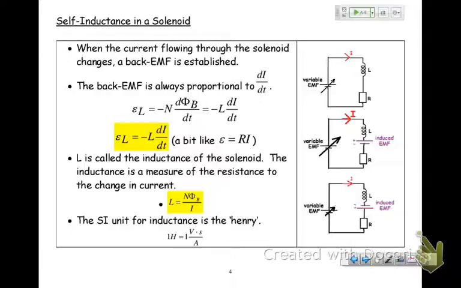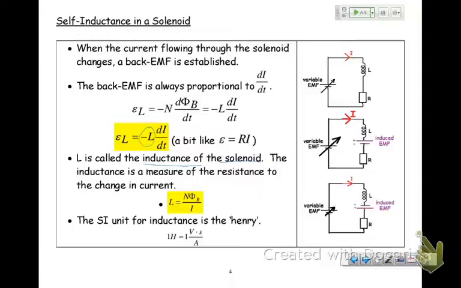So let's just remind ourselves of those two equations. My induced EMF is equal to minus L di by dt. And it's a bit like V is equal to Ri. So the L is acting a bit like a resistor, like a component. Yes? What's N? N is the number of turns in a coil. So for the solenoid, it's going to be the number of turns. L is called the inductance of the solenoid. The inductance is a measure of the resistance to the change of current. So L is equal to N phi B over I.